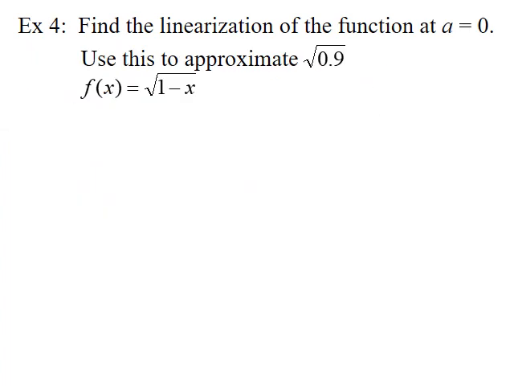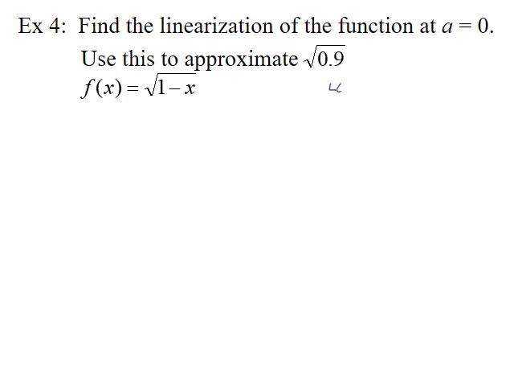All right, so before I move on to the last topic, let me show you probably the one that people miss the most, not only the L of x part, but also I want to show you one more where you can do the decimals. So find the linearization of the function at a equals 0 of f of x equals the square root of 1 minus x, and then use this to approximate the square root of 0.9.